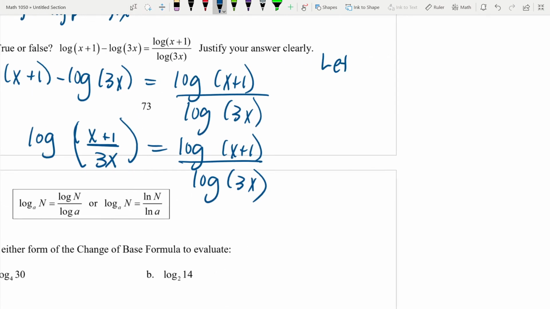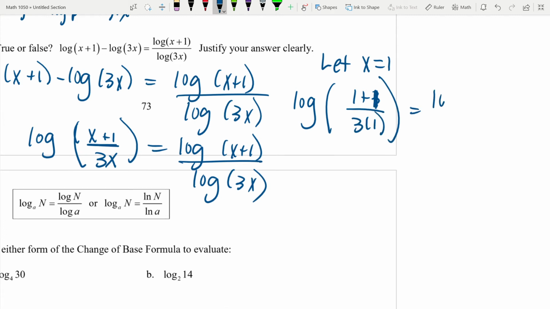Let's say let x equal 1. And then you're going to go the log of 1 plus 1 over 3 times 1 is equal to the log of 1 plus 1 over the log of 3 times 1, like that. Okay, so let's figure it out.